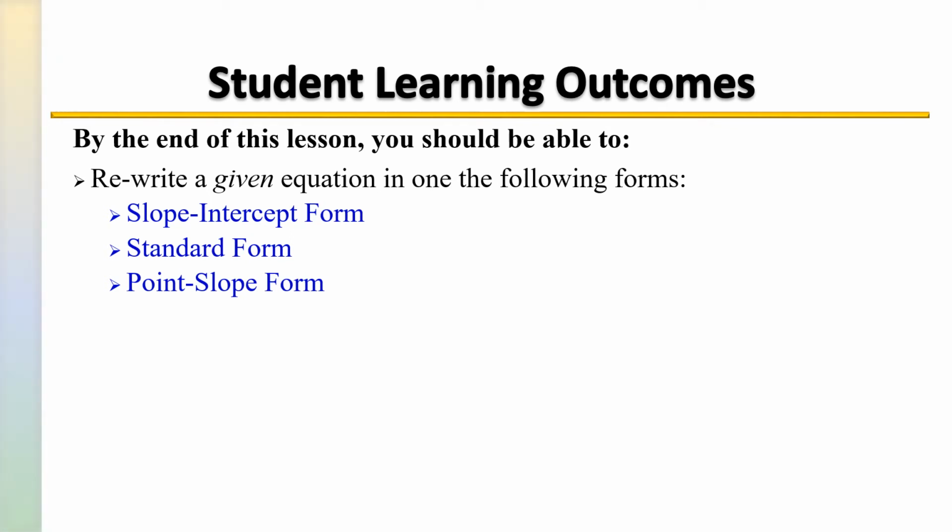Student learning outcomes. By the end of this lesson, you should be able to rewrite a given equation in one of the following forms: slope-intercept form, standard form, and point-slope form.